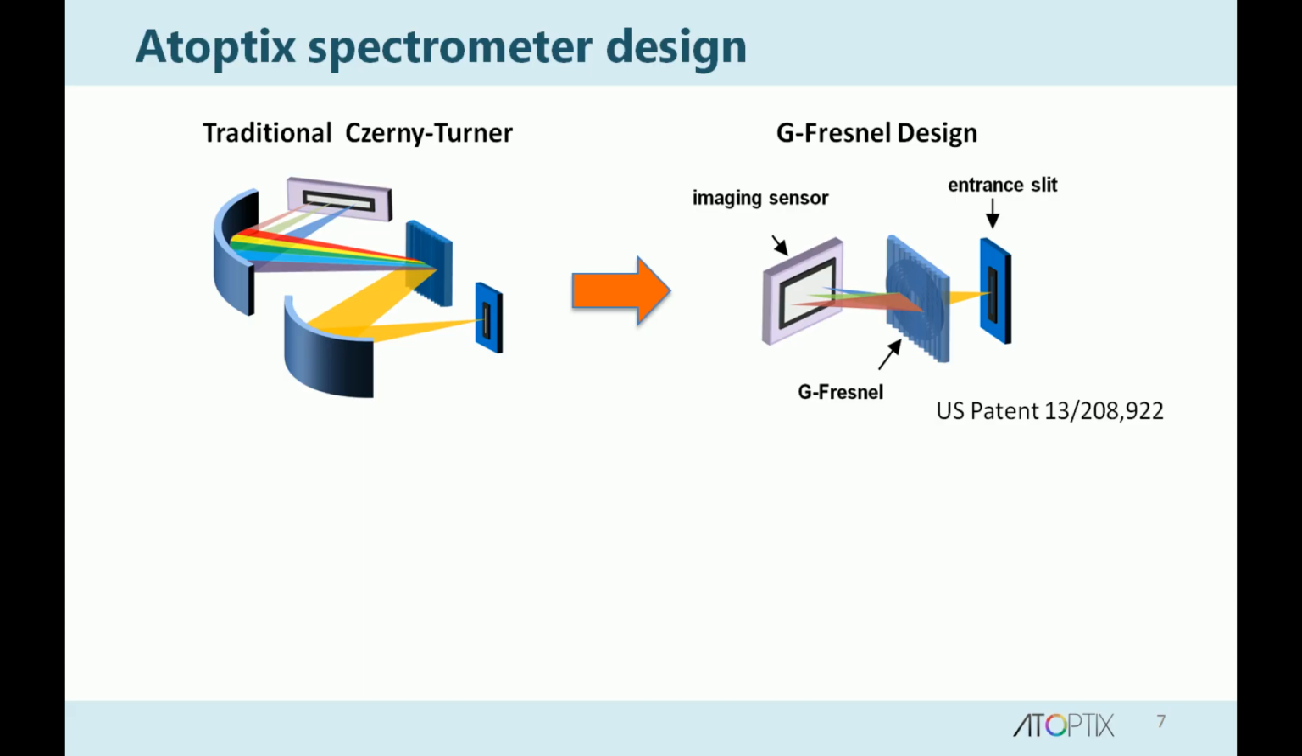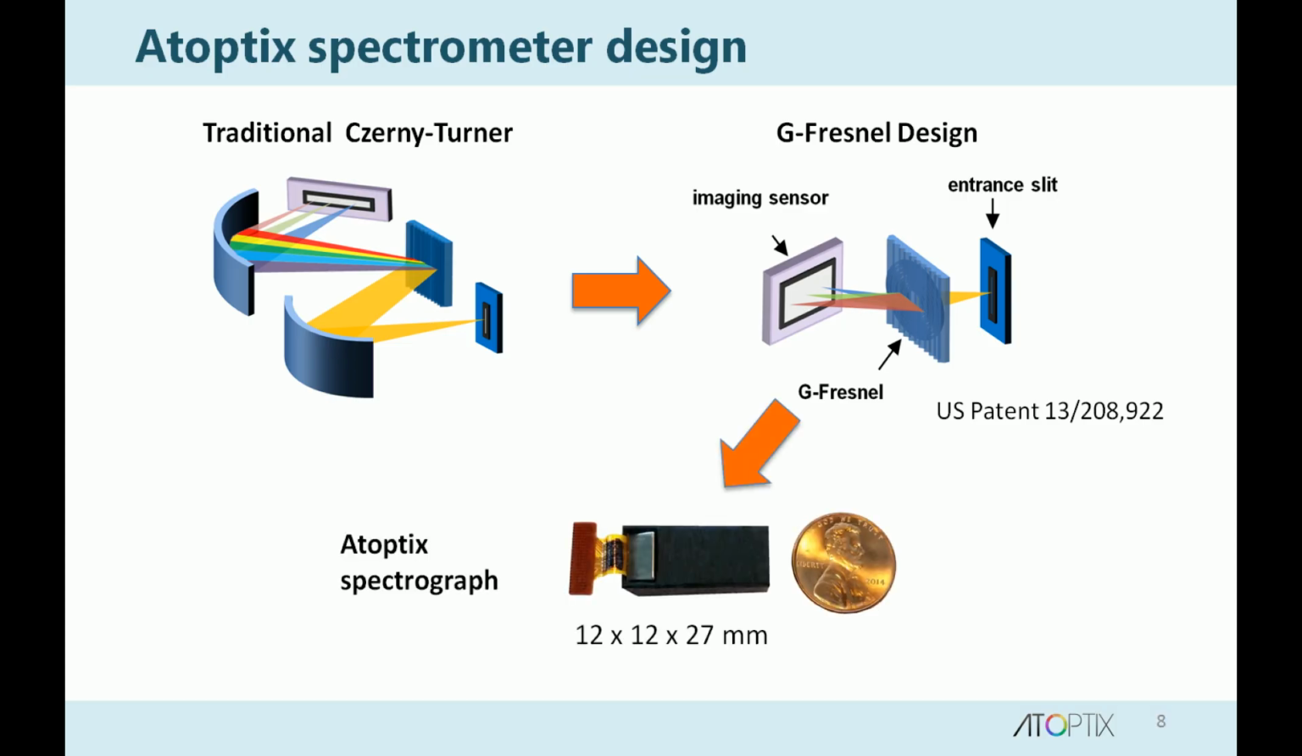So how are we doing this? We've come up with a design. It was originally developed at Penn State to transform the traditional spectrometer configuration into a simplified setup with what's called a G-Fresnel, which combines the dispersion, focusing, and collimation properties of the traditional optics used in a spectrometer all into a single element, where this can be made fairly compact and maintain pretty decent performance. And this design was recently patented. And Toptics has taken this design and created a very small miniaturized version of the Toptics spectrograph, on the size of a penny.